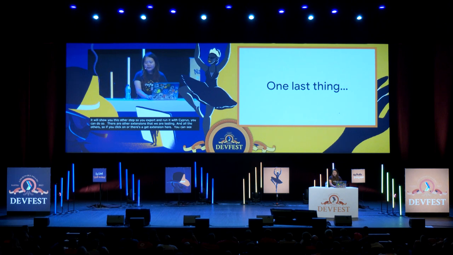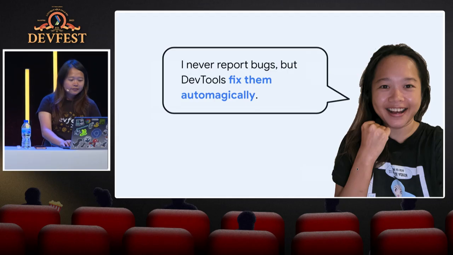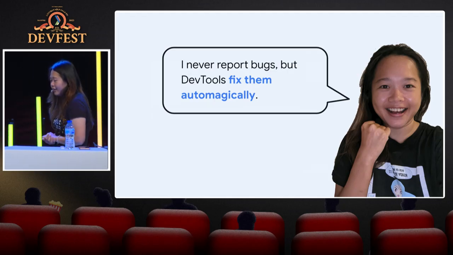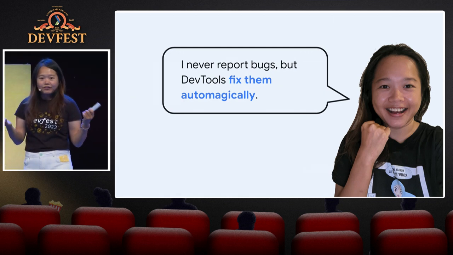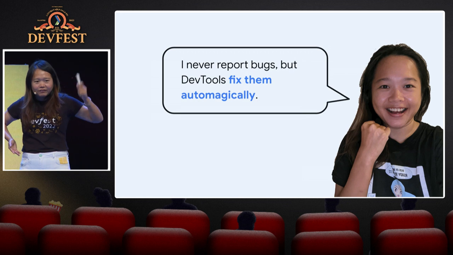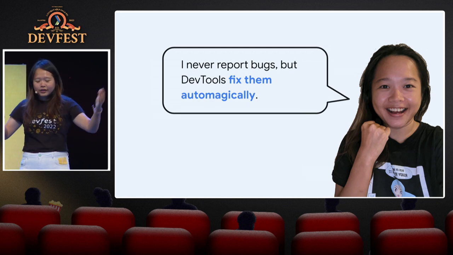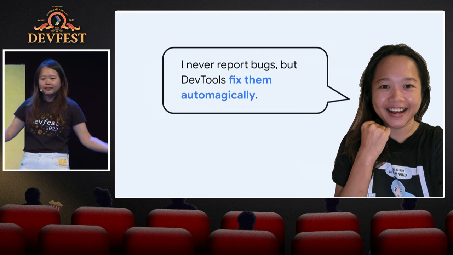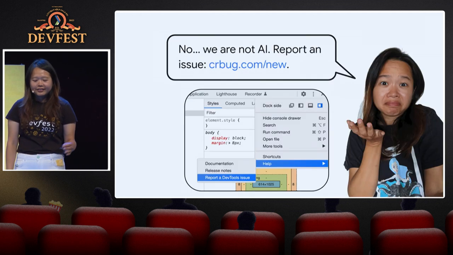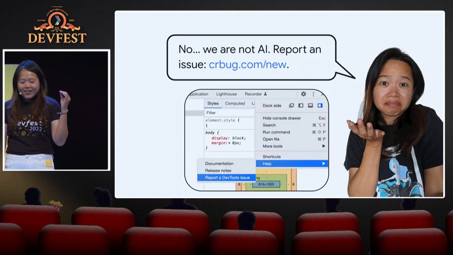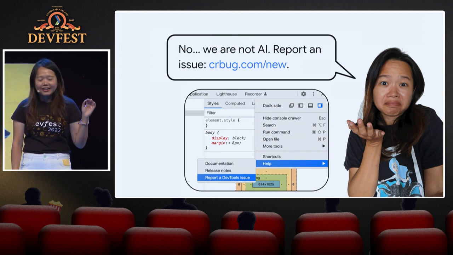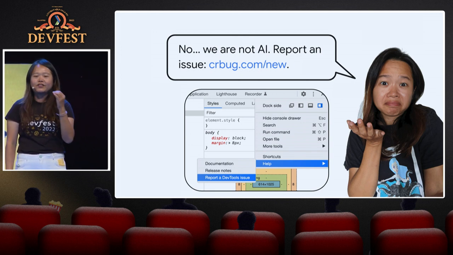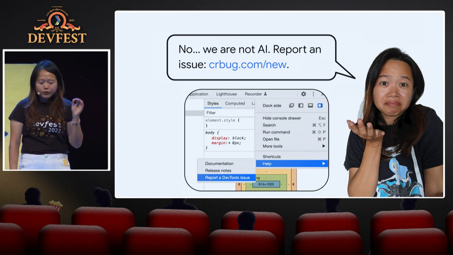All right, one last thing. This one I hear a lot. A lot of you say, I never report any bug, but DevTools, every time when I curse about the bug, DevTools, the next version, DevTools fixes it automatically. So the truth is, we are not AI. So we read every bug report that you file in order to understand what are the issues. So if you have any issues, please report it.